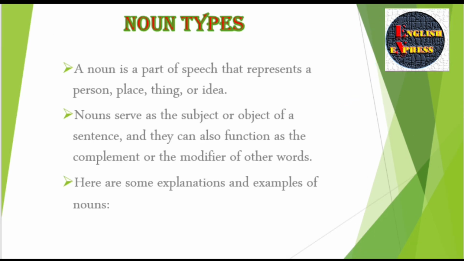Next, noun types. A noun is a part of speech that represents a person, place, thing, or idea. Nouns serve as the subject or object of a sentence, and they can also function as the complement or the modifier of other words. Here are some explanations and examples of nouns.